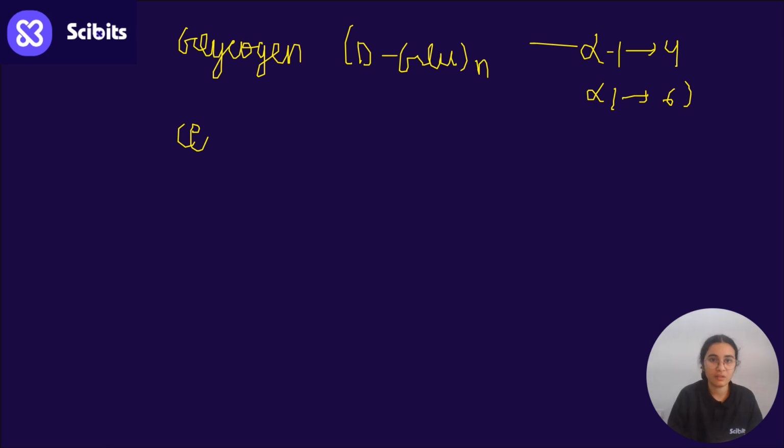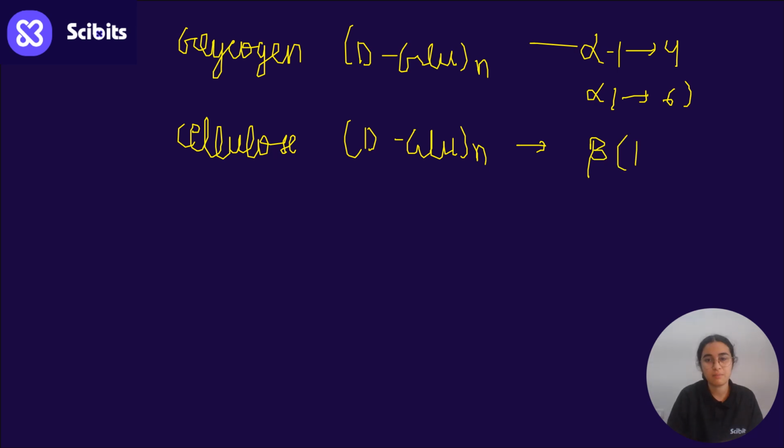There is one more thing, that is cellulose. This is also made up of glucose, but it has only beta 1 to 4 linkage, that too in trans conformation. Okay.